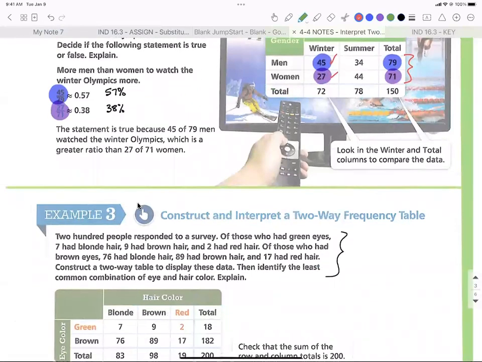When it asks you, do more people do this than this? You have to figure out, is this going to be a ratio kind of problem, or can I just pull the data? If you're not sure, go ahead and set it up as a ratio. And if you notice that your bottom number is the same, then you don't need to worry about the ratio. If your bottom number is not the same, then go ahead and set up your ratio to answer the question.